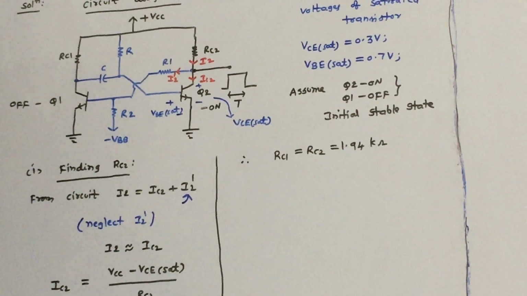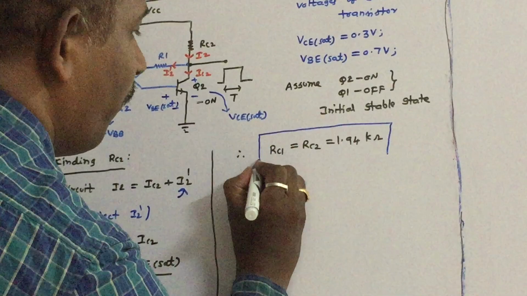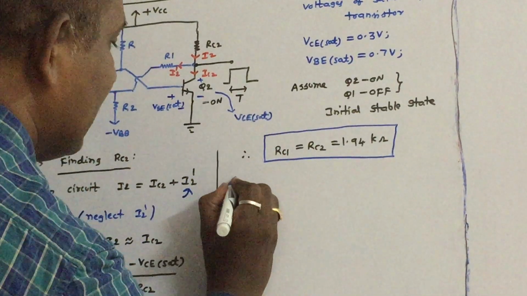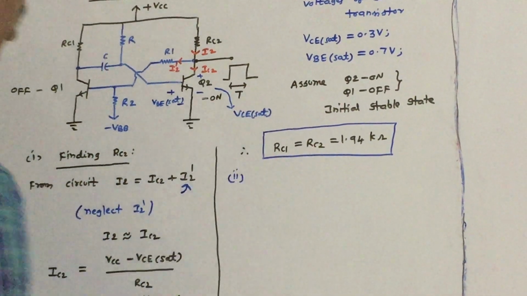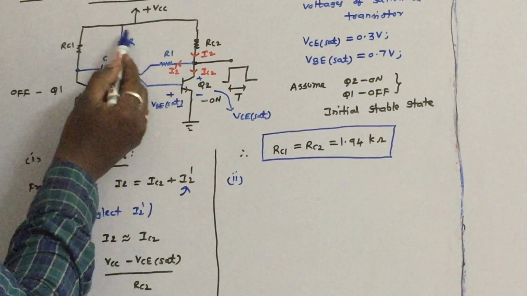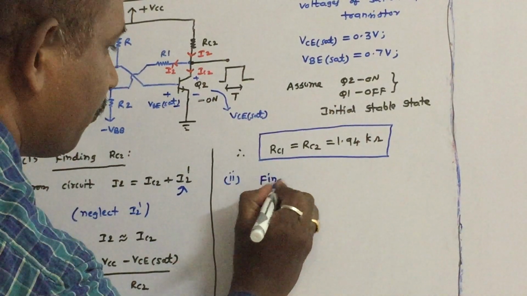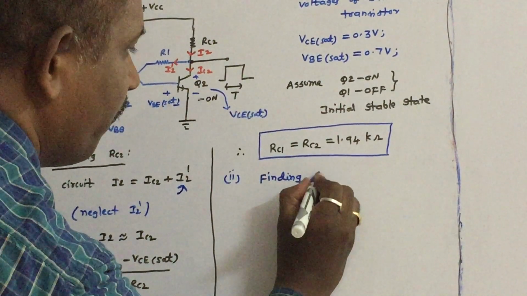This is the first step in this problem. We have calculated RC1 and RC2, a very simple step. So let us take the second step. What is the second step? Finding R. The procedure is the same for every problem: finding R.